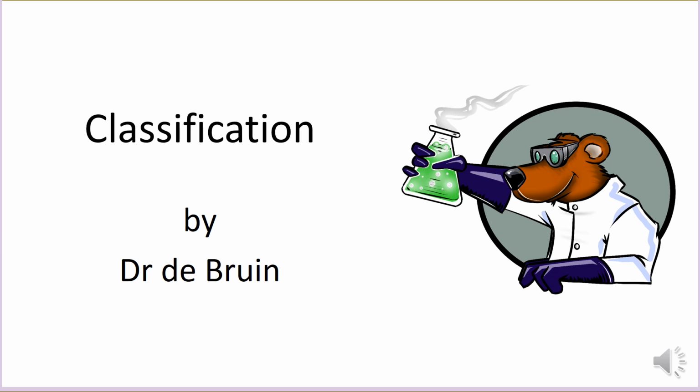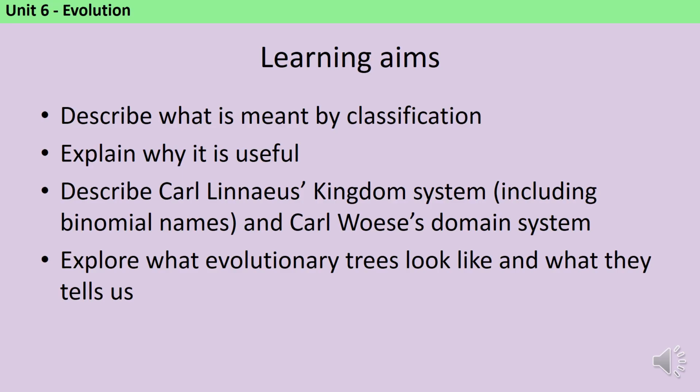This is a video about the GCSE Biology topic of classification. It comes up in the second paper of AQA GCSE Biology or Combined Science, in the topic about variation and evolution. In this video we're going to describe what's meant by classification and also explain why it's a useful thing to do.